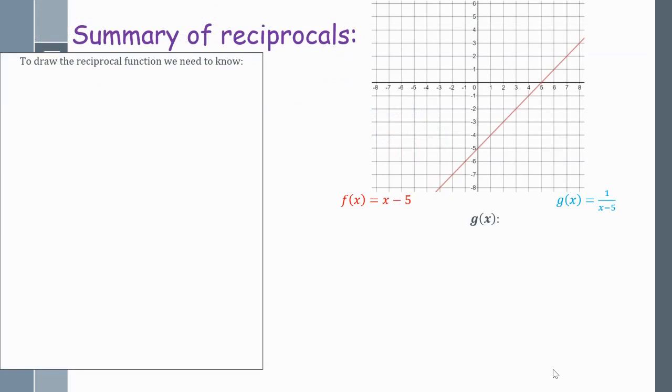So here's the summary. To draw the reciprocal function, we need to know the following things. And I'll be doing this along with an example that I'm going to graph with you. So the first thing we need to know is the vertical asymptotes. If we have a function, the reciprocal function will have vertical asymptotes at the x-intercepts of the original function. In my diagram, I have an example where f of x is x minus 5, and I have the reciprocal function 1 over x minus 5 called g of x. We're going to sketch g of x.